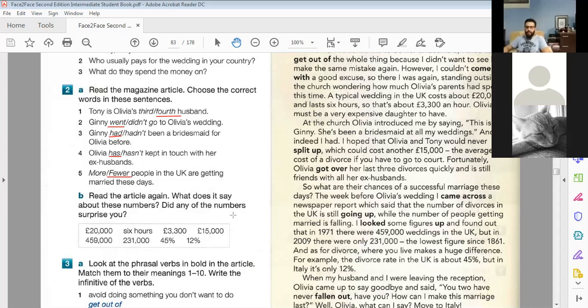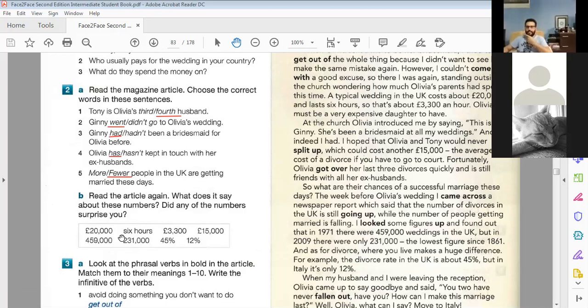Now, these numbers, let's take a quick look just to remind ourselves of the figures and statistics. So 20,000, what does it refer to here? £30,000. What was this in the article? About what? The cost of what? Wedding cost in UK, yeah, typical wedding cost. Remember, keep in mind, this is average. There are weddings that are, of course, more and some less, but this is sort of typical.